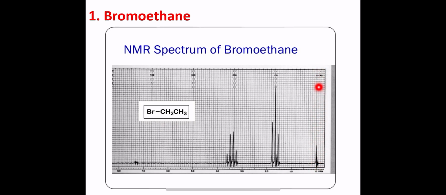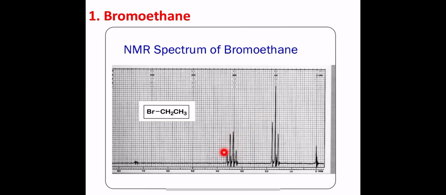You need not worry about this signal. This is due to TMS. So this signal that we are seeing in a triplet form is because this signal represents methyl protons, that is CH3, and this is a quartet. The quartet is the signal obtained because of this methylene group. Now you should understand according to the n+1 rule.